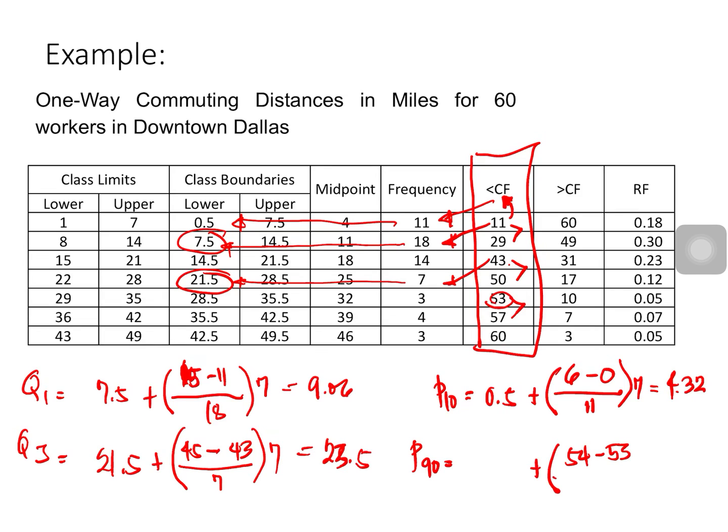Okay, so divided by the frequency below, that is 4 times 7 plus, okay, we have it here, our lower class boundary 35.5, and that is equal to 37.25.